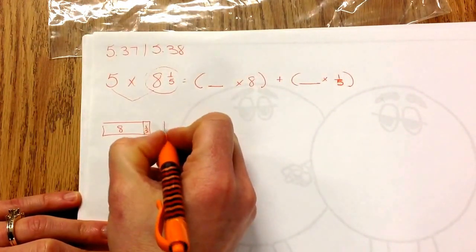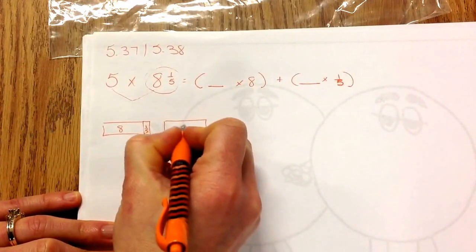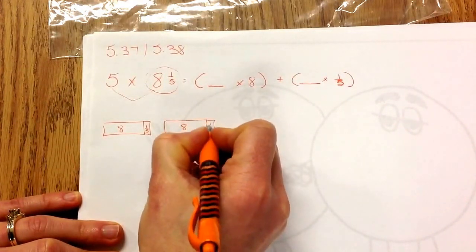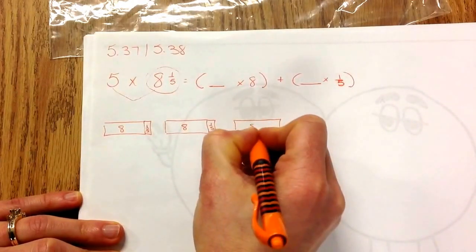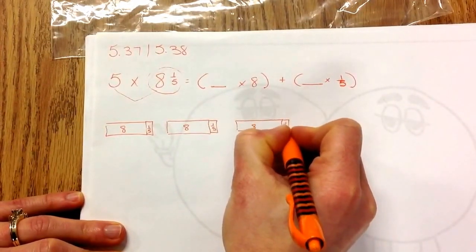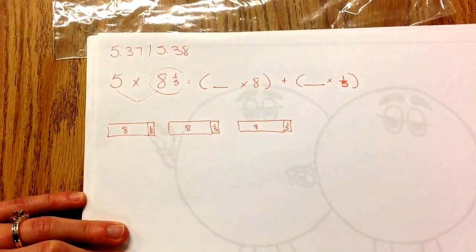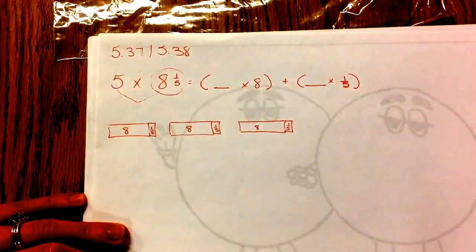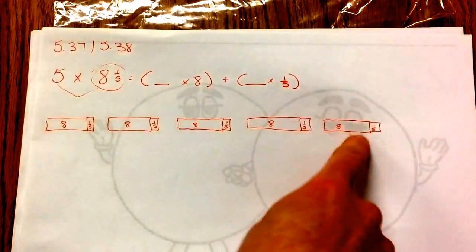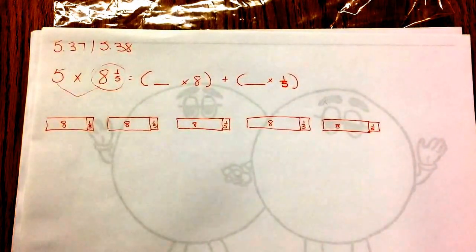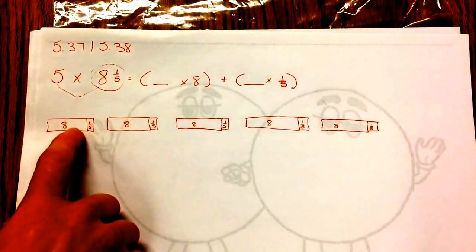So I'm going to quickly write that out for you so you can see it. 8 and 1/5, 8 and 1/5. Why don't you pause and go ahead and do the same thing that I'm doing, but you want to make sure it's 5 times. So you can see here that I've written it out 5 times. If I counted each of those up, it'd be 8.